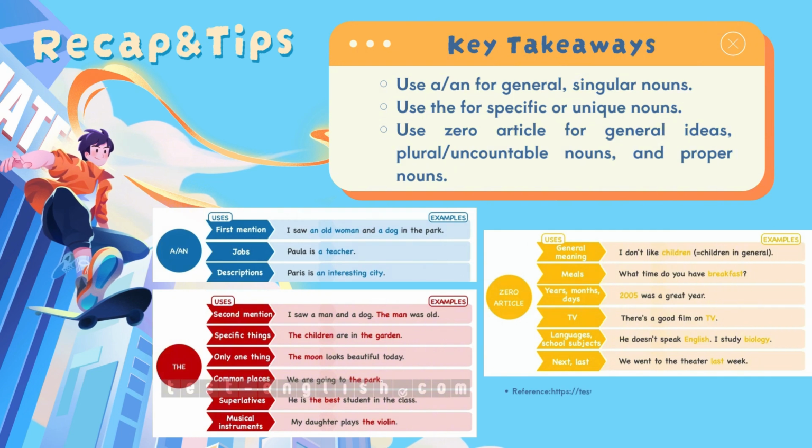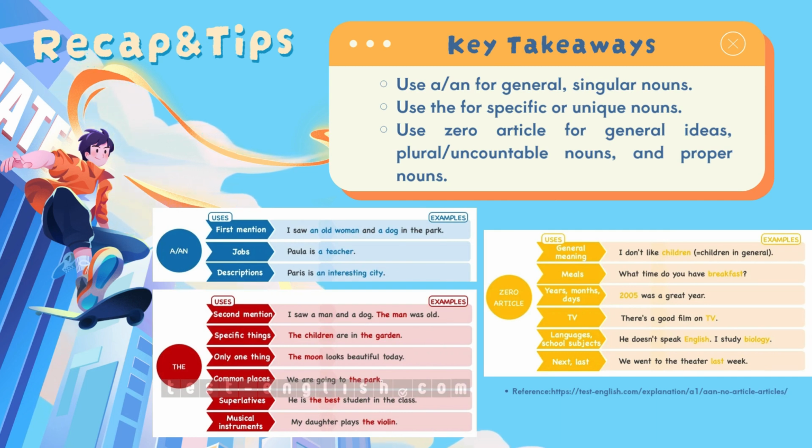Use a or an for general singular nouns. Use the for specific or unique nouns. And use no article for general ideas, plural or uncountable nouns, and proper nouns. One more thing. You can take a look at these summary charts on how to use a, the, and zero article. We use a or an when we mention something for the first time, and talk about people's jobs or to say what kind of person or thing somebody is. Unlike a, we use the when we mention something for the second time, and we use the to talk about specific things or people when it's clear which things or people we are talking about.